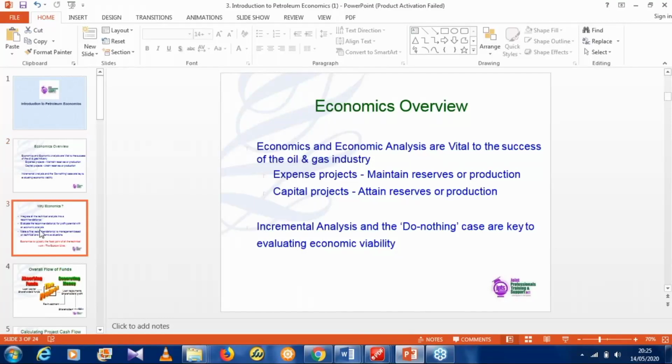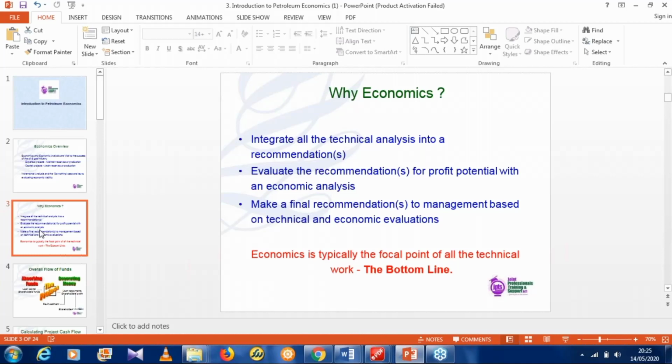So the question to ask ourselves is, what's the importance of economic evaluation in an oil and gas project? Number one, it's important because it will help us to integrate all technical analysis into the recommendation. All technical analysis, in terms of EPC, engineering, procurement, construction, installation, and management. These are technical areas that could be analyzed.